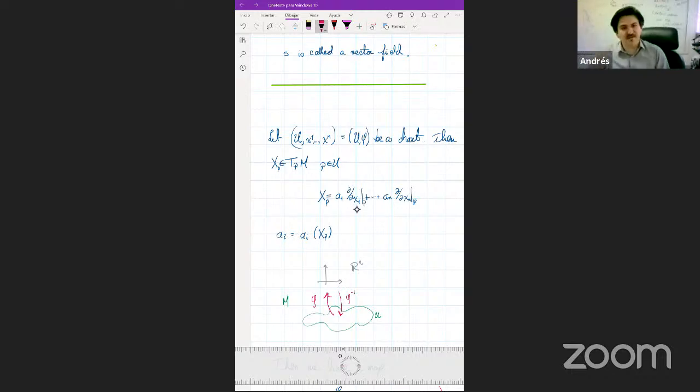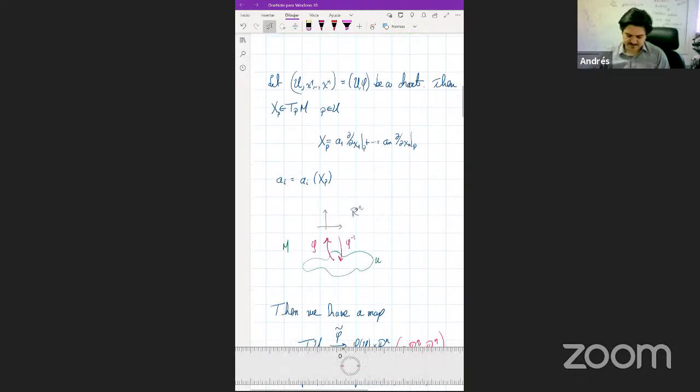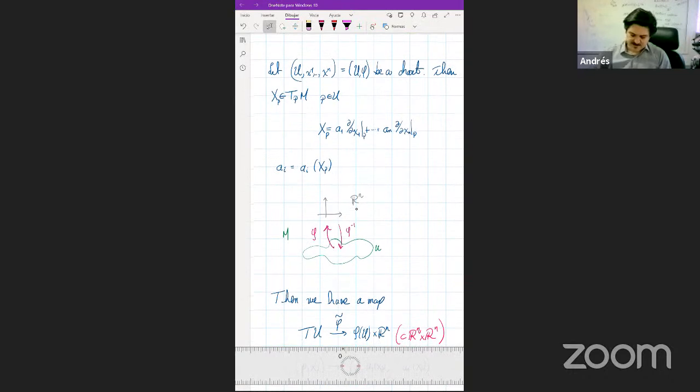And those functions are smooth. Okay. We are going to show that TM, we're going to define a homeomorphism of some set in TM. So remember that here I have this chart, and in terms of this, I'm going to define a new map.